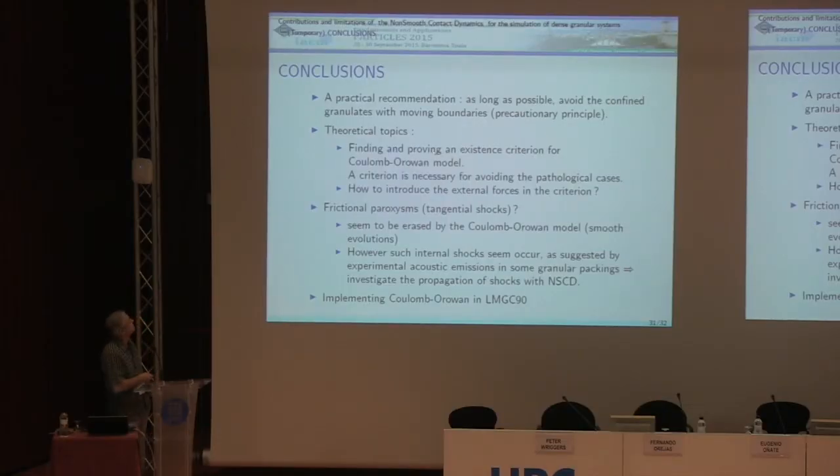Then, the conclusion. The first one is a practical recommendation. As far as possible, avoid confined granulates with a moving boundary or a moving part of the boundary. It may be seen as a precautionary principle. And concerning theoretical topics, we have to find and maybe prove an existence criterion for the Coulomb-Orowan models. It's just an idea at present. In fact, a criterion will be absolutely necessary for avoiding the pathological cases, even in the frictionless case.